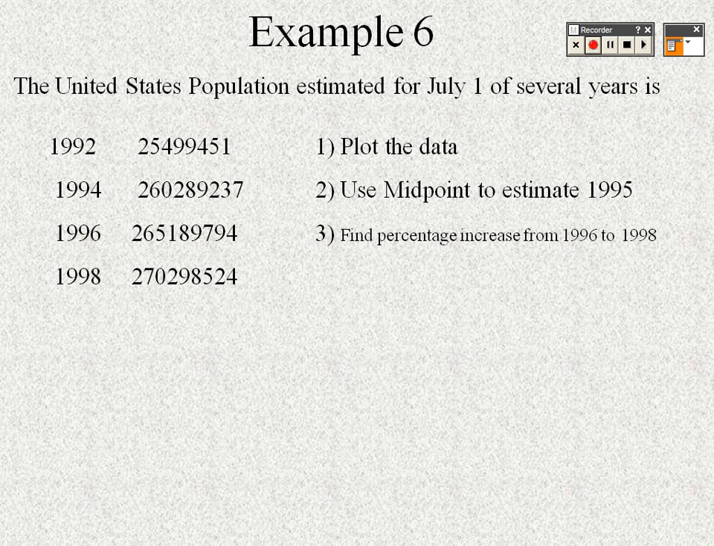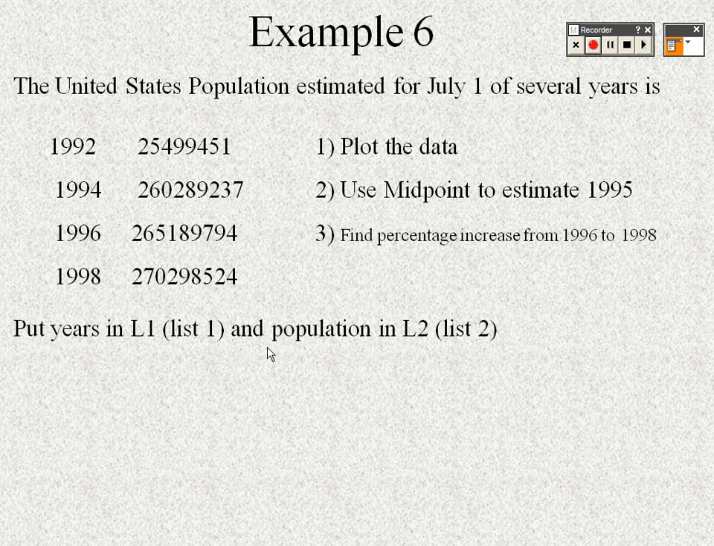You don't need to do this how I'm going to do it now, but I'm just showing you that you can do all this by hand if you wanted to. What we're going to do is put the years in for L1, list 1, and population in for L2, list 2. Just keep that in mind. Your lists are under stat. So go to stat and plug them in.